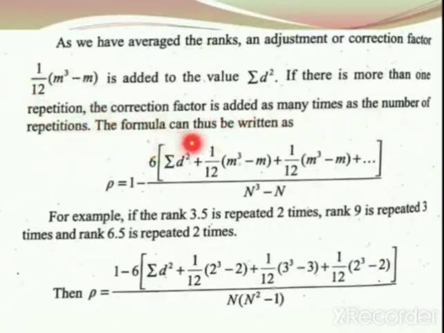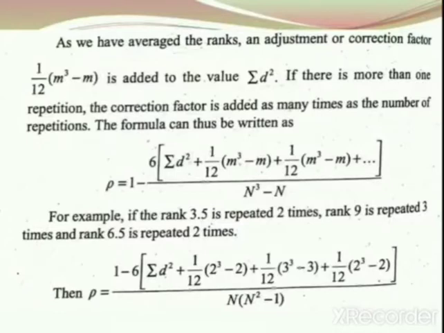The formula is: rho is equal to 1 minus 6 of summation d square plus 1 by 12 of m cube minus m, which is your first correction factor, all divided by n cube minus n. If a rank is repeated one time, you add one correction factor. If other ranks are repeated two or three times, you have to add one more correction factor, which is 1 by 12 of m cube minus m, for each of them.